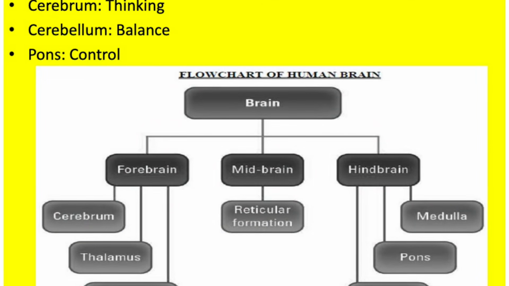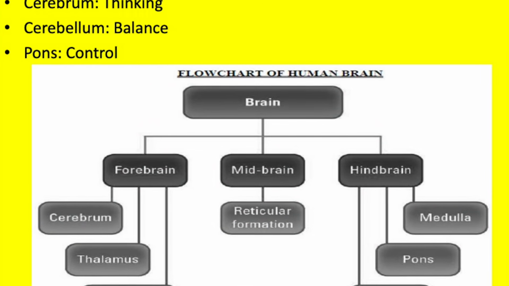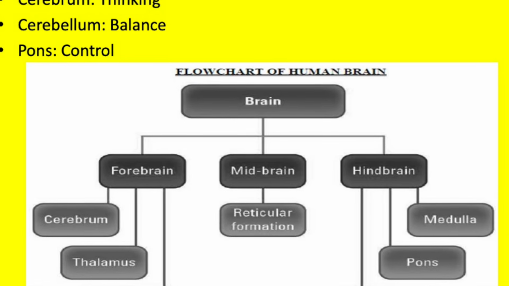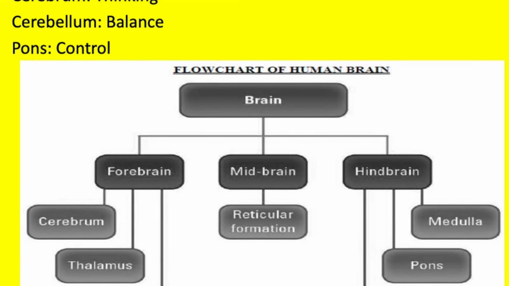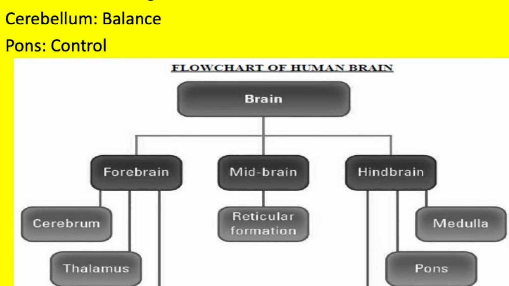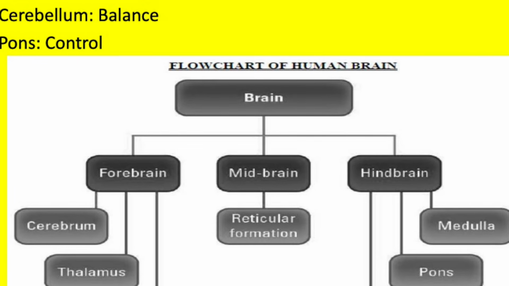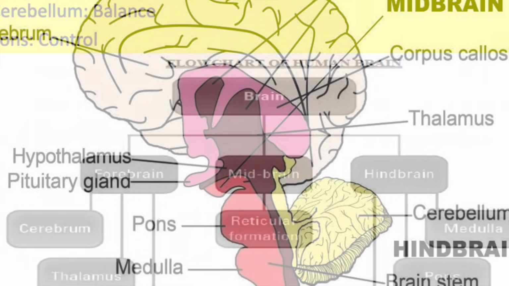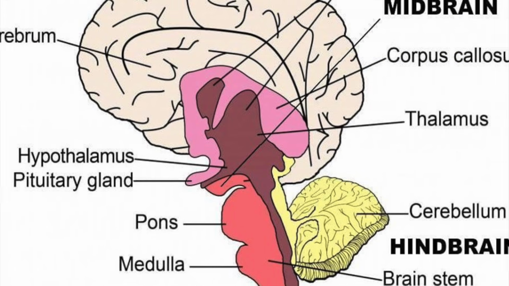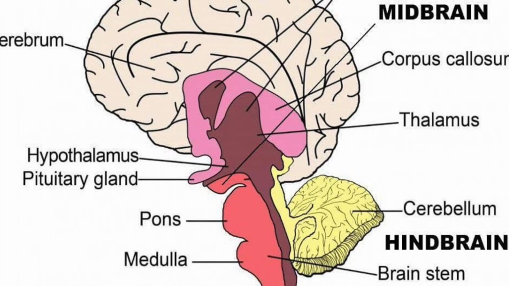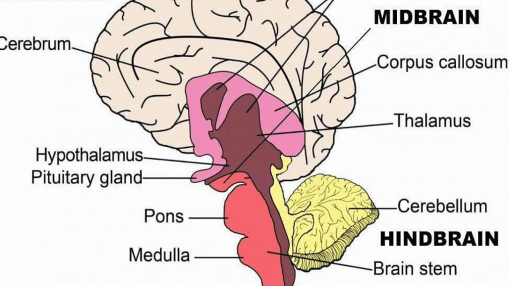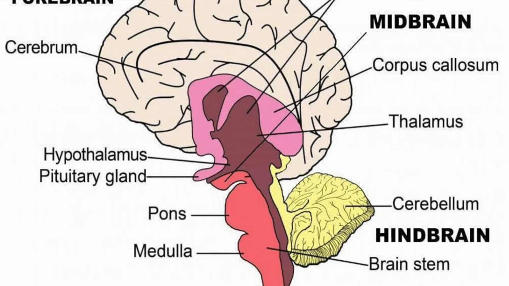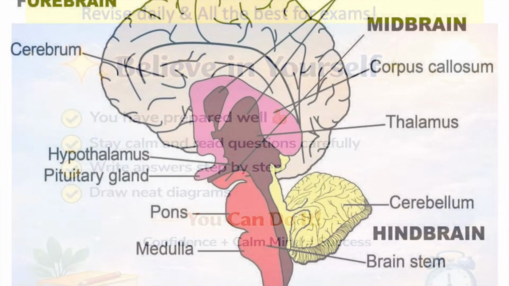Next topic is human brain. In this topic, mainly you have to remember cerebrum, cerebellum, and pons functions. Cerebrum controls thinking, cerebellum controls balance, pons controls body functions. Another most important question is the structure of the human brain. Here you need to learn the parts' names along with diagram practice.